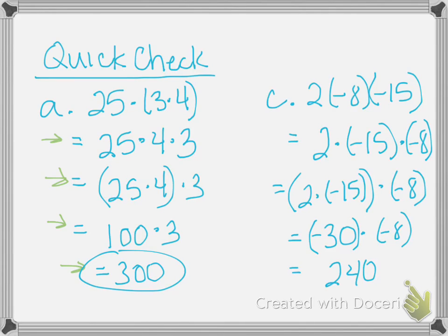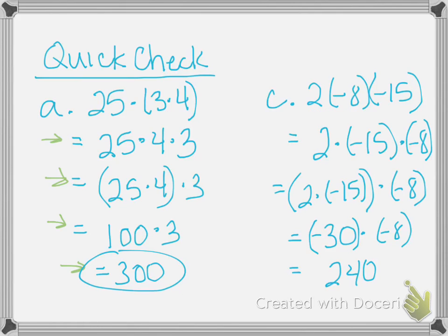Letter C says use mental math to simplify 2 times negative 8 times negative 15. Well, I don't know what negative 8 times negative 15 is in my head, and I know that if I do 2 times negative 8, that would be negative 16, and then I have to multiply that by negative 15, and I don't know that in my head either.